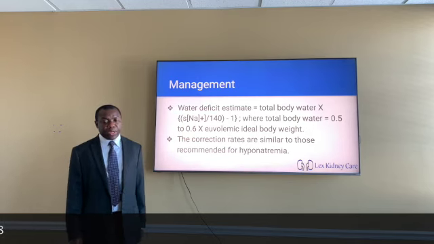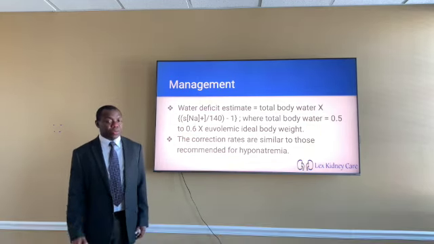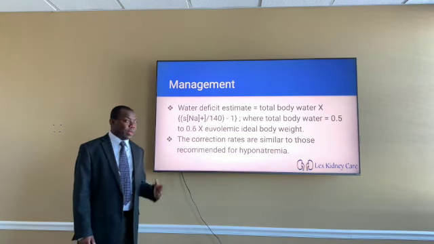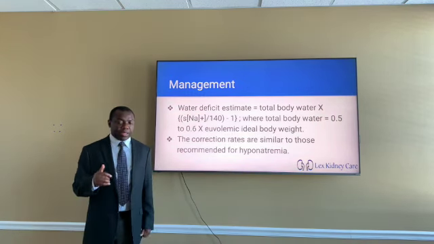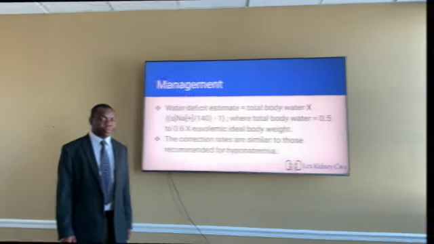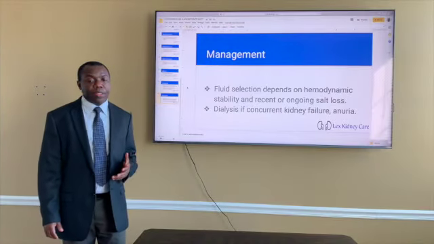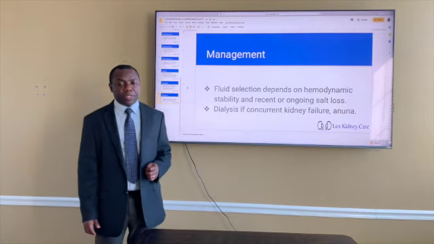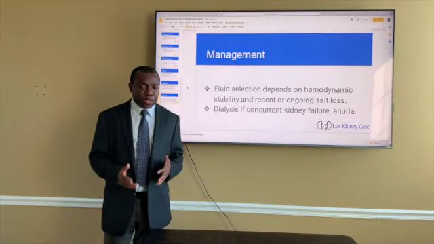Now the correction rates are very similar to hyponatremia. Remember, you want to refer to the hyponatremia slide if you have any questions in that regard. Remember we talked about the free water deficit. So the free water deficit, now you want to give it back.